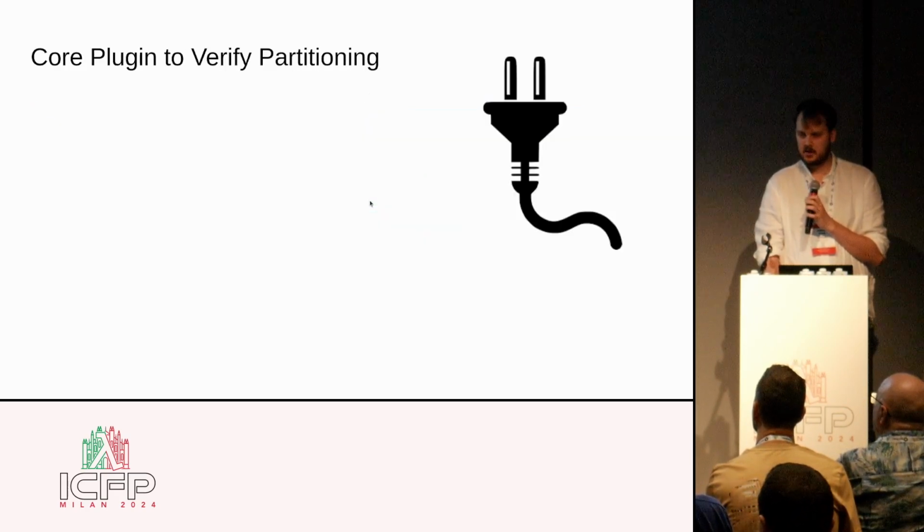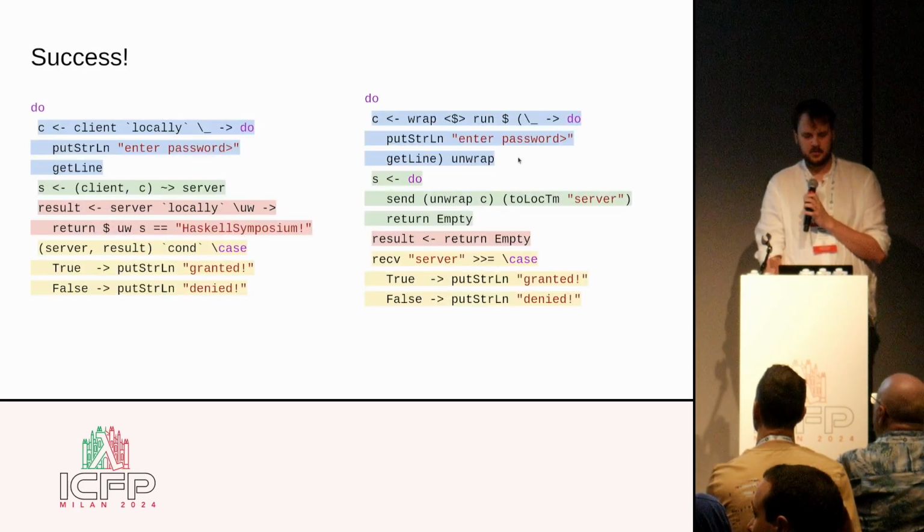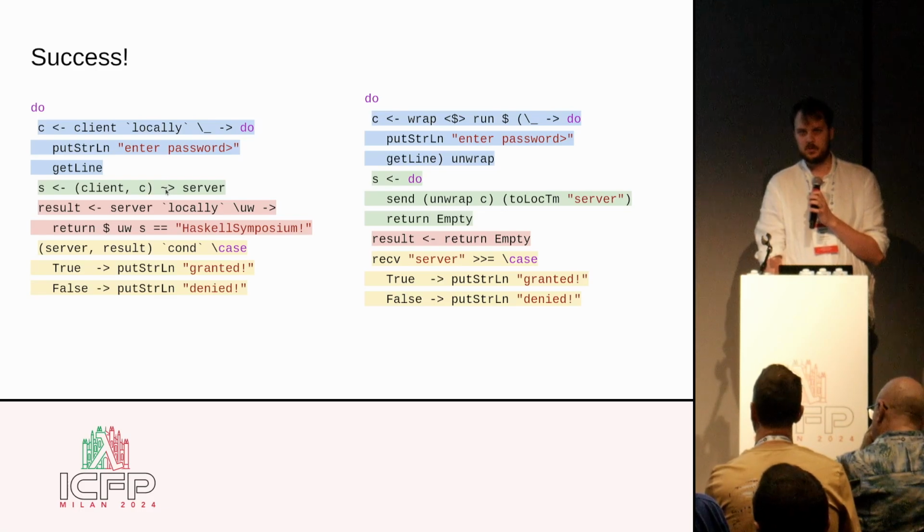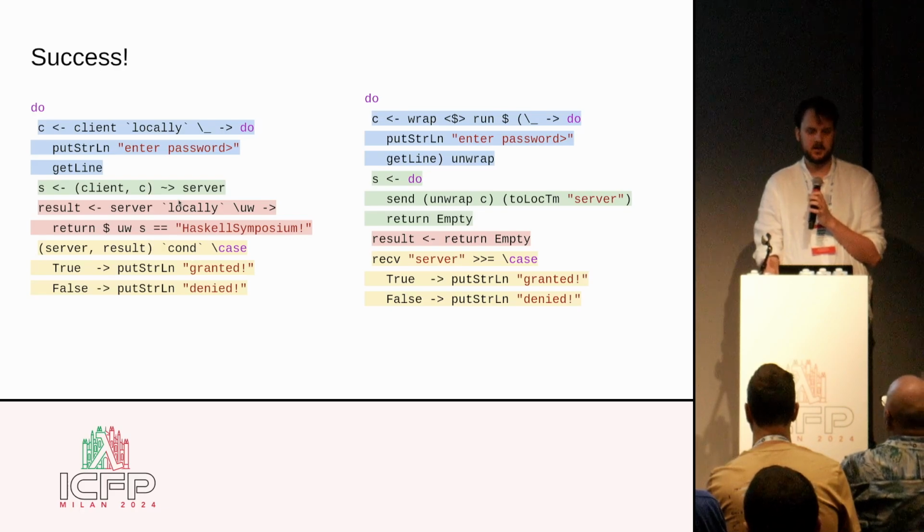Okay. So I wrote a core plugin as well, just to check: after compilation, are we sure that we really partitioned the program? If we successfully partition the program, there shouldn't be any calls to these API functions in the code anymore. If we have such a call left, at least one rule didn't fire.